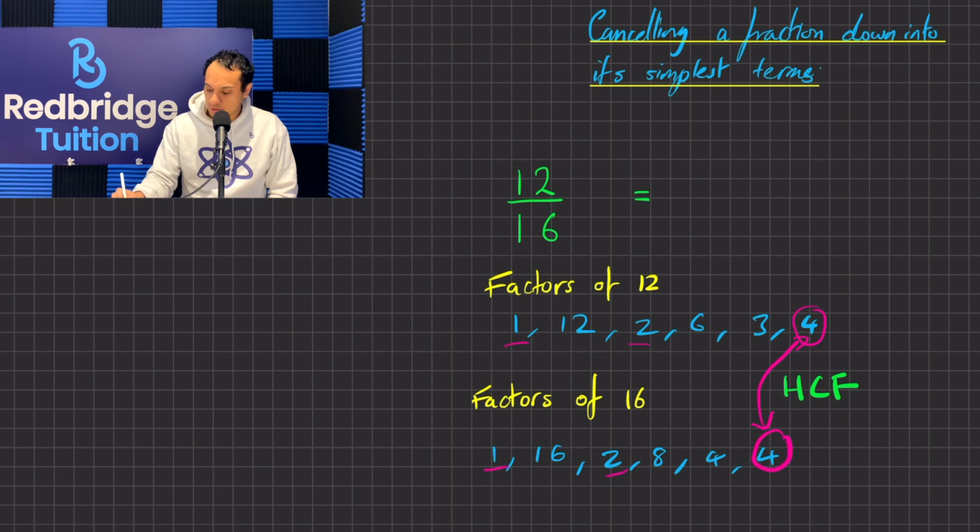So what we do, once we find our highest common factor, is we divide both of our numbers by 4. So both the numerator and the denominator by the same number. And we get, so 12 divided by 4 is 3. And then 16 divided by 4 is 4.